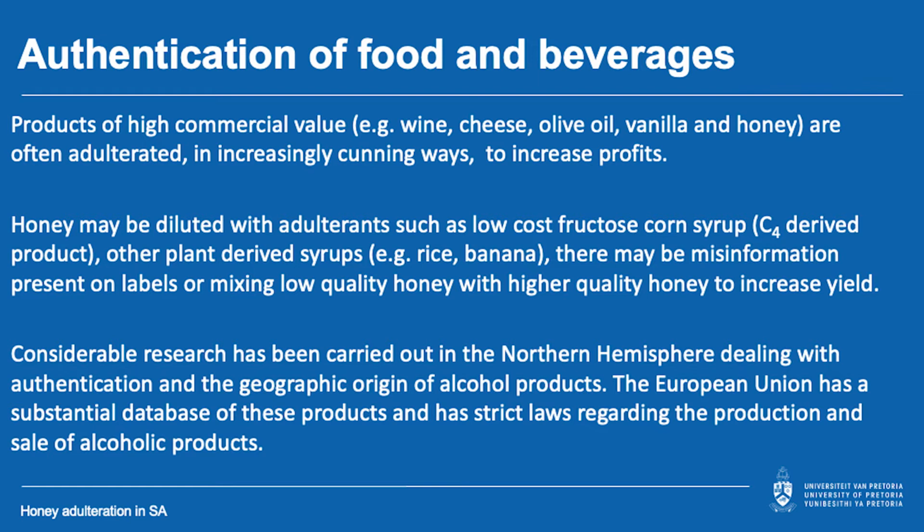Considerable research has been done using stable isotopes in the Northern Hemisphere, dealing with authentication, as well as the geographic location or origin of products. And this includes honey, some of the products that I mentioned earlier, as well as alcohol. And the European Union has a substantial database on these products, as well as strict laws regarding the production and sale of alcoholic beverages and honey and other important food items.